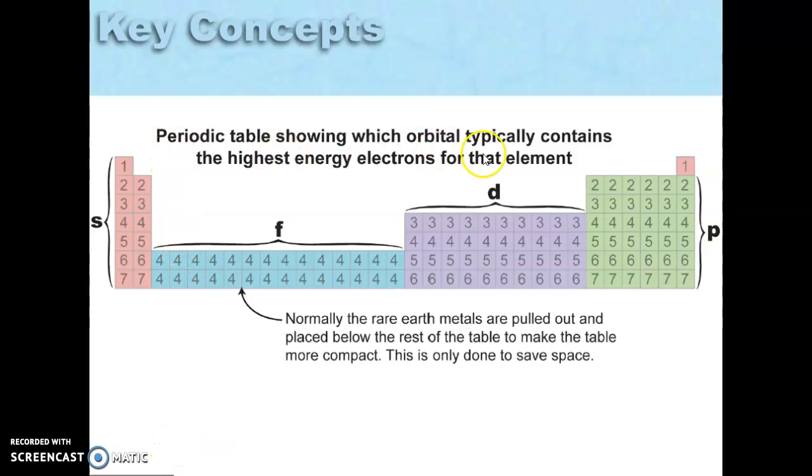So here's a periodic table showing which orbital typically contains the highest energy electrons. So this is a blown up view of what we wrote down at the beginning. And if you find this easier to use, go ahead and make this chart, but I won't make you make the chart. That concludes our 5.3 electron configuration notes, and we will get a chance to practice that in class.